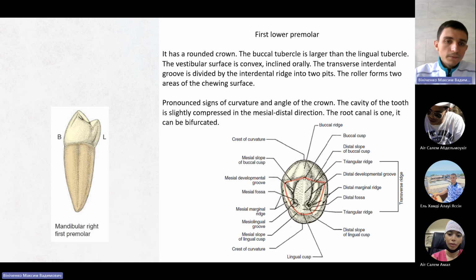So here we could see, here is the lingual cusp, here is the buccal ridge. There are the mesial developmental groove and the distal developmental groove. So there are two grooves on both sides. Yeah? The mesial fossa and the distal fossa.